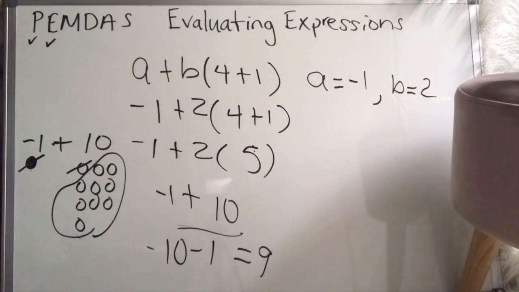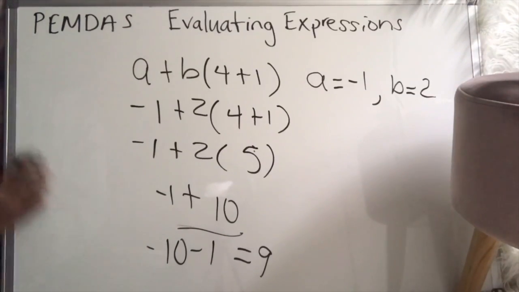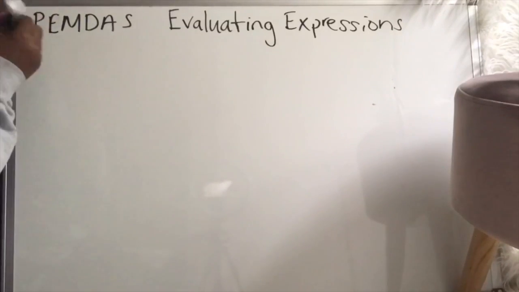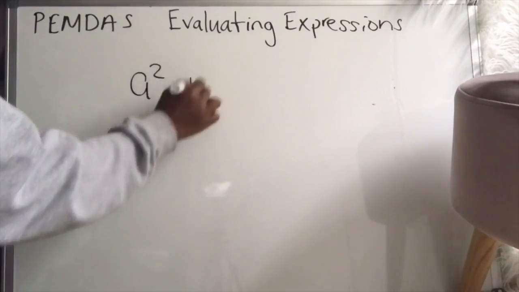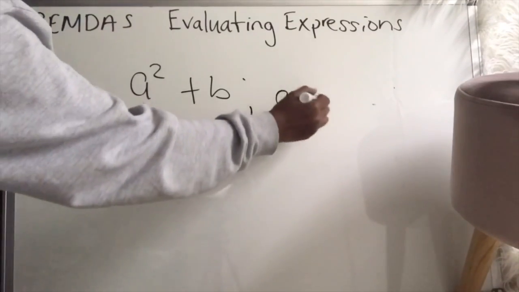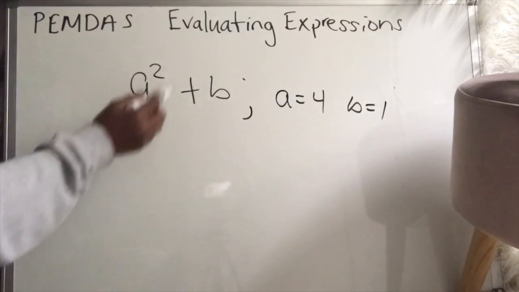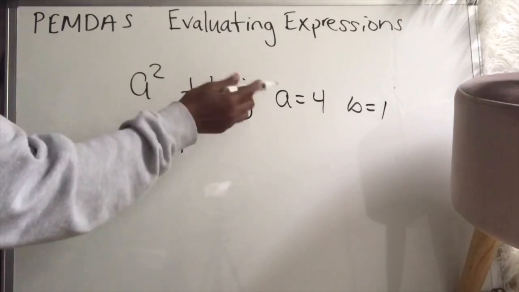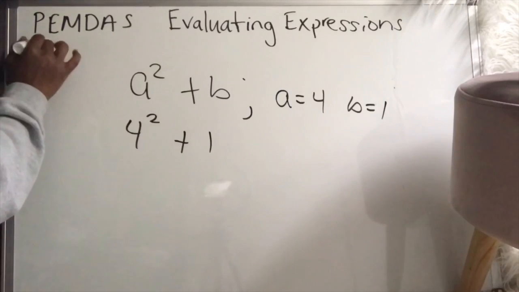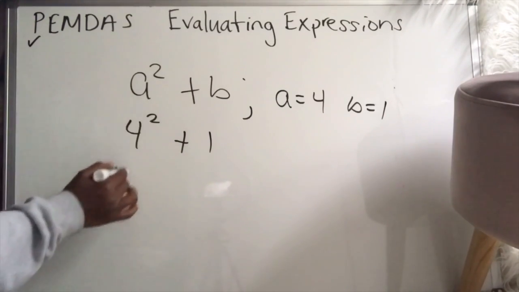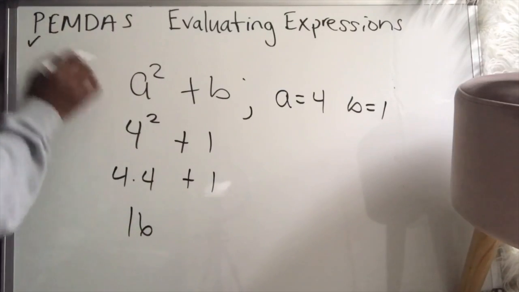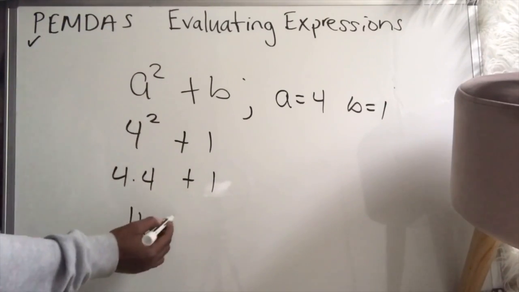Alright? So let's do one where we do have an exponent. So we plug in our numbers. We don't have any parentheses, but we do have an exponent. 4 times 4 plus 1. And 4 times 4 is 16. That's all that's saying, exponents. We know that 4 squared is 16.